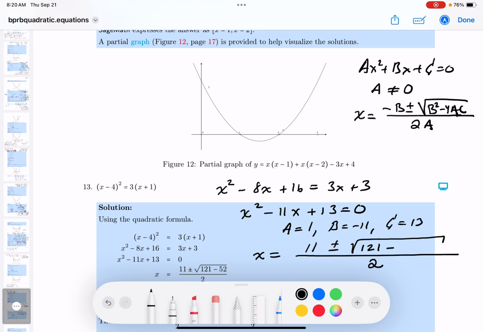All right, let's write that down. So I have to put the 4 times the A. What's the A? A is 1. And what's the C? The C is 13. So what are you going to get there? You're going to get 4 times 13, which is 40 and 12, which is 52.